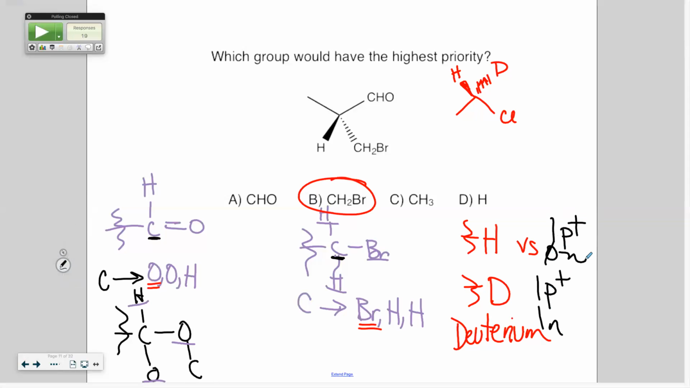Okay, so just so you've heard of that. P plus means proton. Proton, neutron, electron. Well, blame the smartboard. Okay, so if you have these two, they're not identical. So deuterium will have a higher priority than hydrogen. Little hydrogen always loses. Okay, so just in case that comes up in chiral center stuff, I can't remember if it did or not, but it may come up.